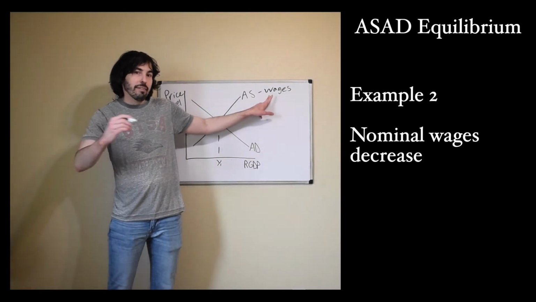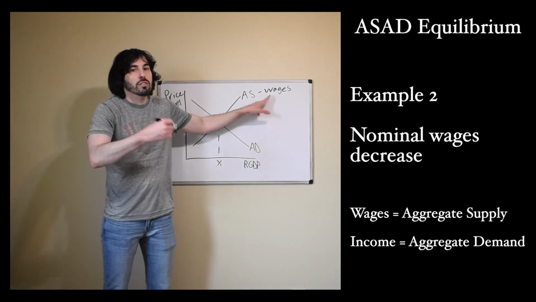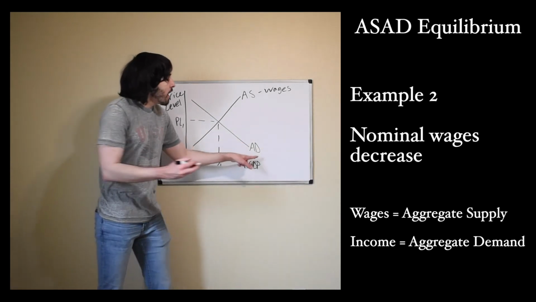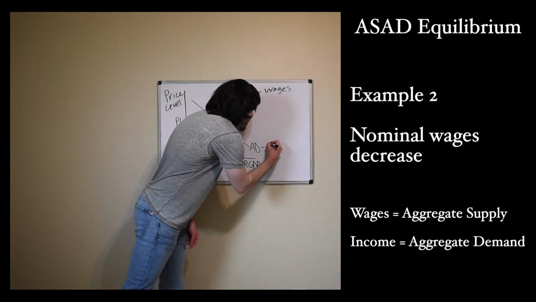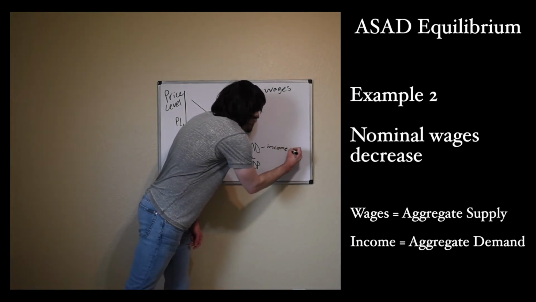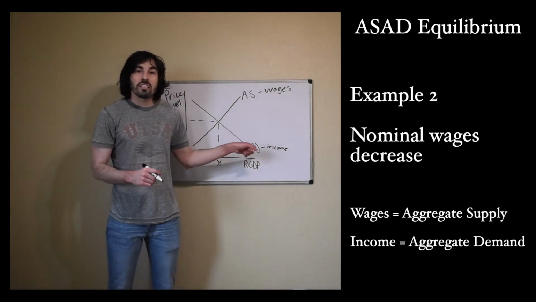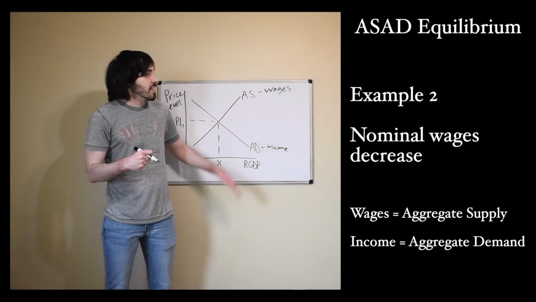Wages are what businesses have to pay people so that they will work, so that they will produce goods and services. Income is going to affect aggregate demand. Income is the money that people actually take home, and that will affect our C, consumer spending, and so that will affect aggregate demand.